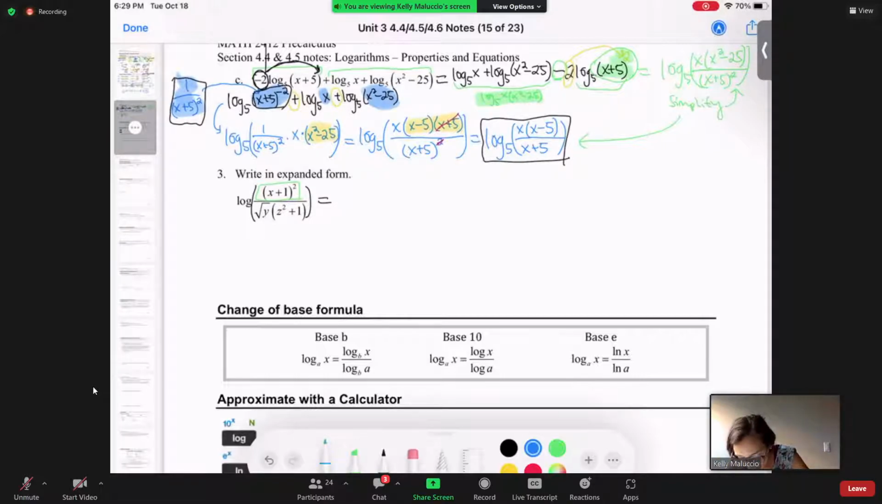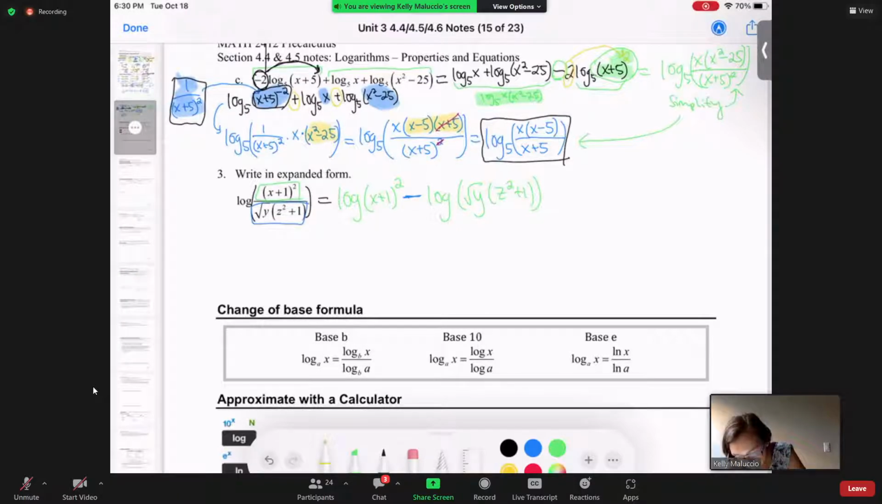So numerator first, and maybe I'll keep it in green, log of x plus 1 squared. Okay, if that needs to be expanded more, we can. But now I go to the denominator and I know I subtract, minus log, and I have this whole thing, square root of y, z squared plus 1. I know I can separate it, but I'm going one step at a time, right?